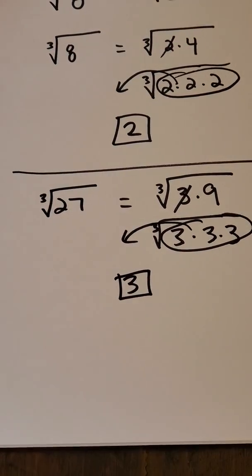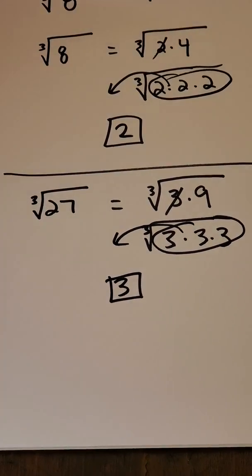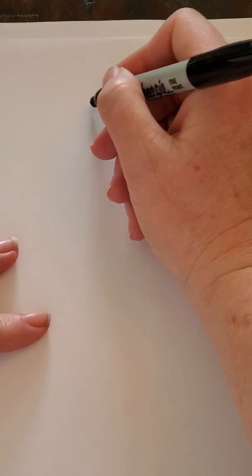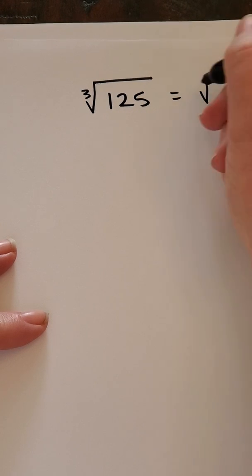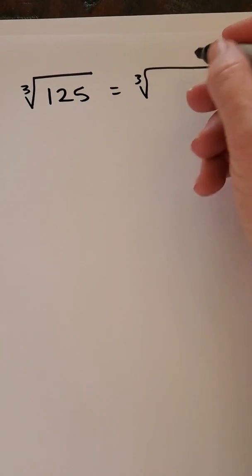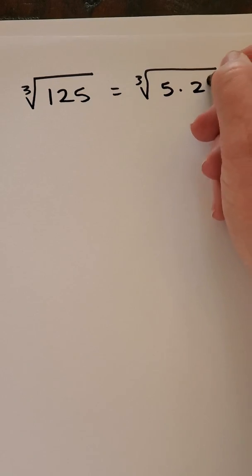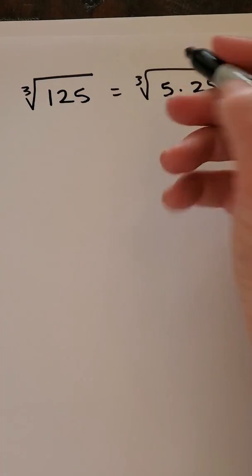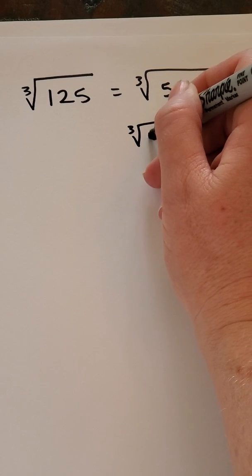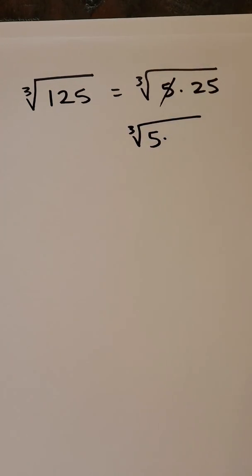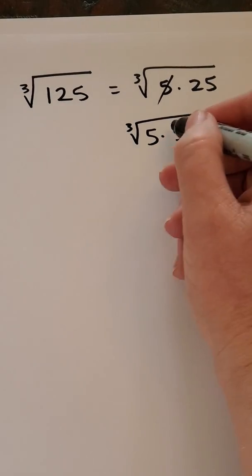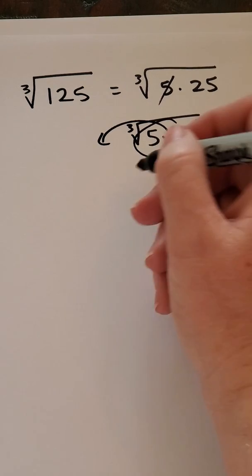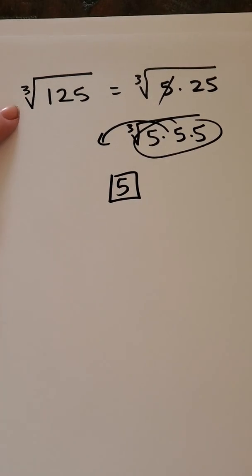Okay, let's do a little bit more of a challenging problem, because it does get a little bit harder. Let's do the cube root of 125. You're going to break down 125, and that would be 5 times 25. The 5 is already a prime, so don't break that down. Cross it out. 25 you can break down to 5 times 5. And there's a 3 of a kind, so we're done. So the 3 of a kind number is 5. So the cube root of 125 is equal to 5.